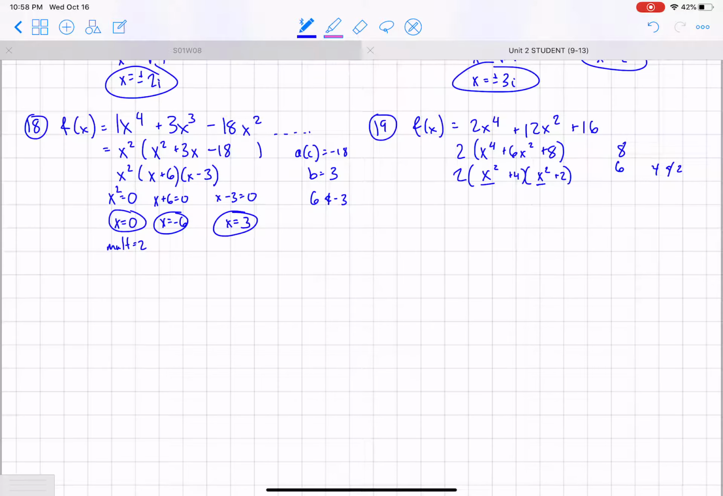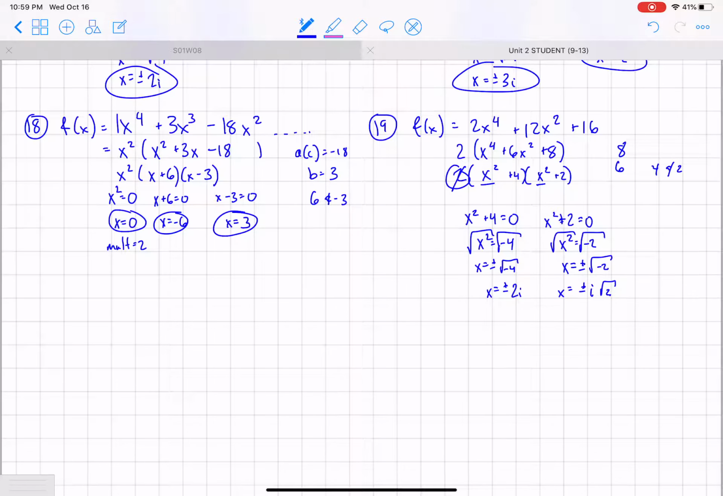So when we try to find the values of x, we don't care about this anymore. We just want x squared plus 4 equals 0, x squared plus 2 equals 0, and then we just solve for x. So x squared equals -4. Take the square root of both sides. So x is equal to plus or minus the square root of -4. So x is equal to plus or minus 2i. On this side, similar, right? Take the square root of both sides. X is equal to plus or minus the square root of -2, except we can't take the 2 out, but we can take the negative out. So we get x is equal to plus or minus i times the square root of 2. And I prefer the i first.